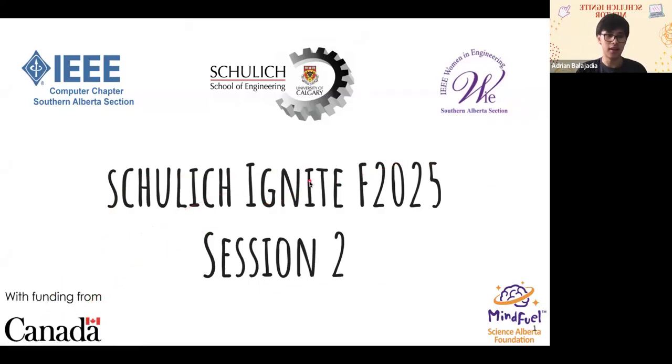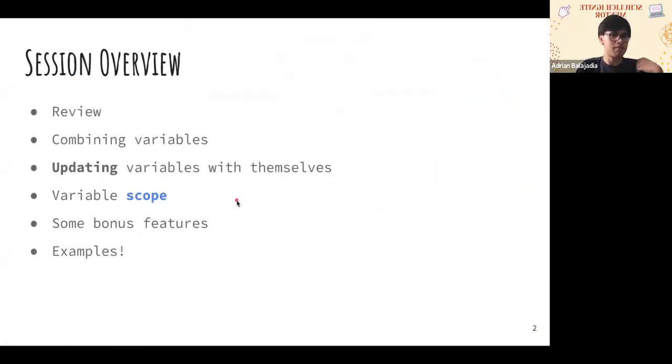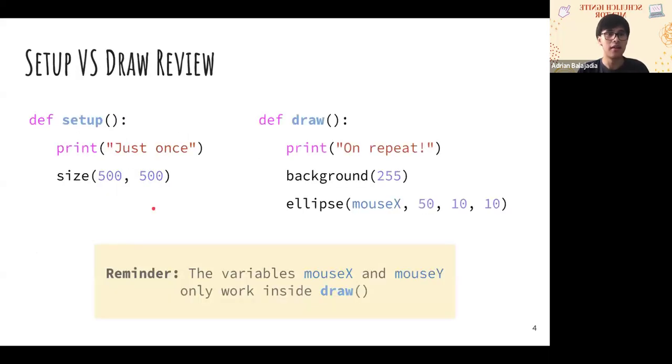It is recording, great. Session 2. So in session 2, this is just our agenda for today. We'll go over a bit of a review from last week's session. Although we touched something regarding variables, we'll really start exploring them today. We'll be updating variables, then talking about their scope, and then there's some bonus features with that.